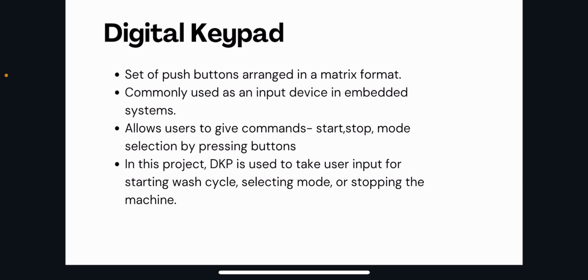Coming to the DKP, or digital keypad. This is a set of push buttons arranged in a matrix format. It is commonly used as an input device in embedded systems. It allows users to give commands like start, stop and mode selection by pressing the buttons. In this project, the digital keypad is used to take user input for starting the wash cycle, selecting the mode, or stopping the washing machine.